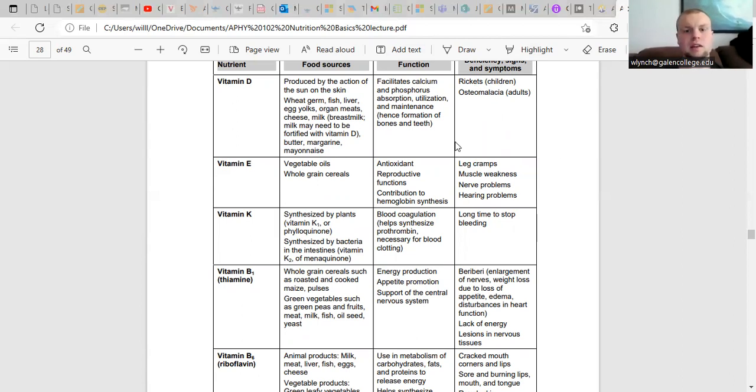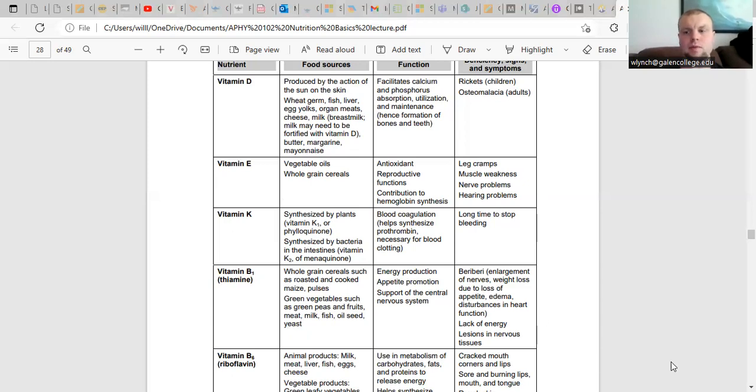Vitamin E is going to have an antioxidant function. It also contributes to hemoglobin synthesis for red blood cells. We find it in vegetable oils and whole grain cereals. Vitamin K is going to be a blood clotting cascade cofactor, so it's going to help coagulation, synthesizing prothrombin, which is necessary for our blood clotting. It's going to be synthesized by plants and also by bacteria in the intestine. So we are able to produce this endogenously to a degree.